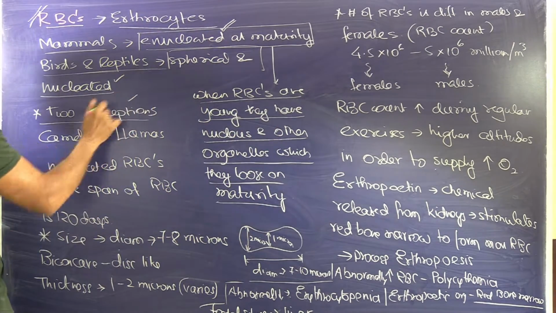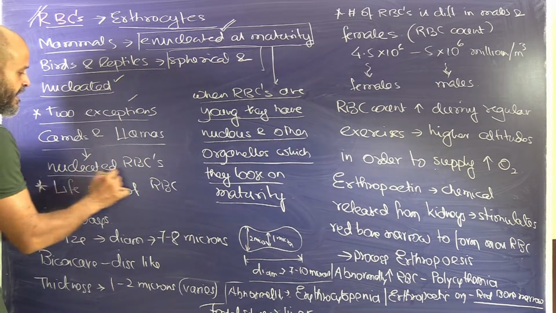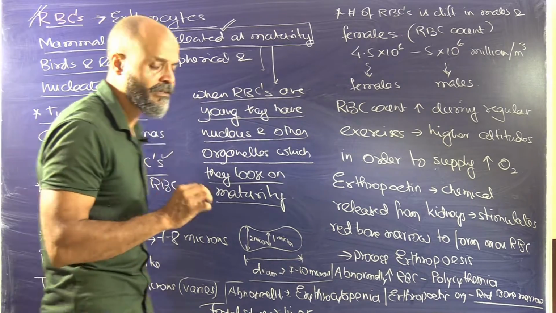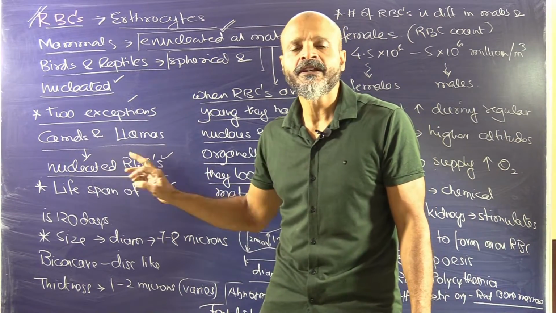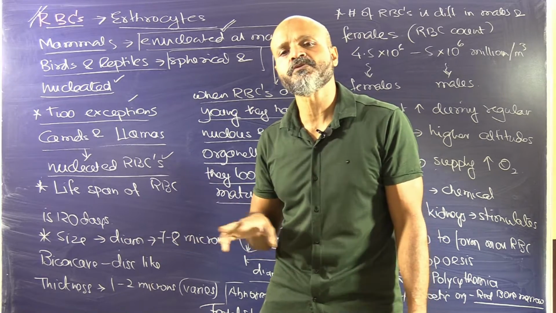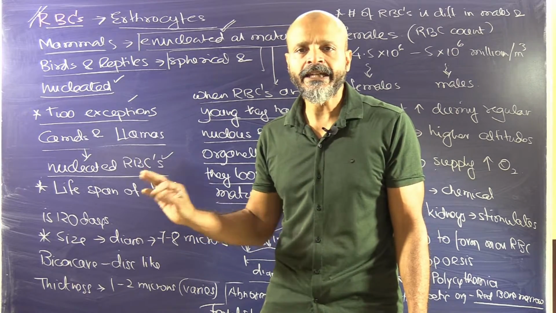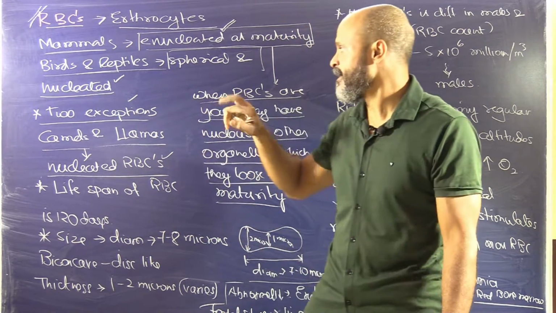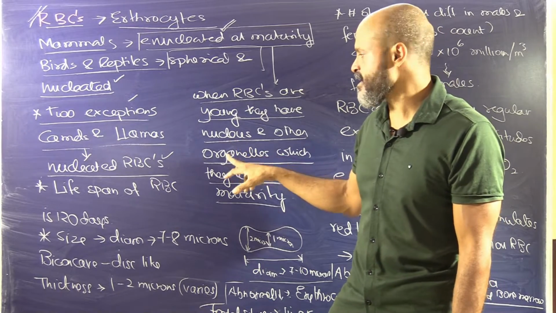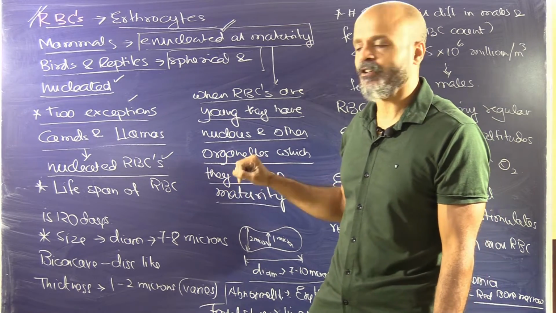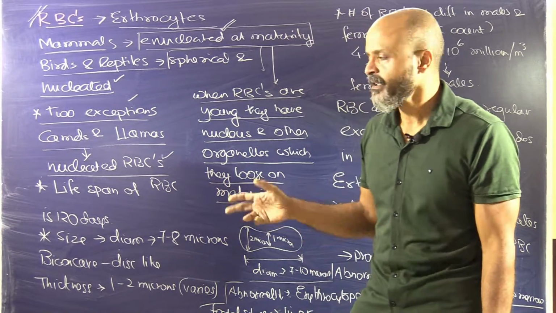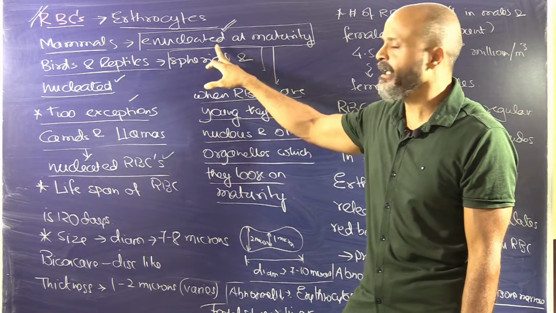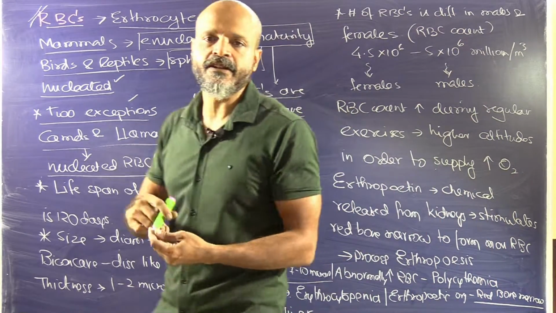Now there are two exceptions to this. Camels and llamas have nucleated RBCs. So amongst mammals we have two exceptions, camels and llamas, which have nucleated RBCs. Otherwise most mammals have enucleated RBCs on maturity. At the younger stage they will have a nucleus and other organelles, but when they mature and become fully functional, they become enucleated. They will lack a nucleus and other cell organelles.